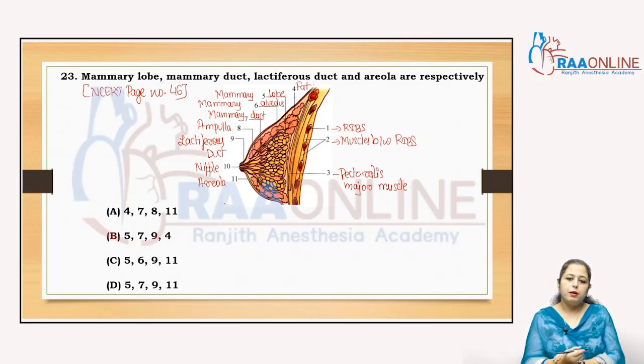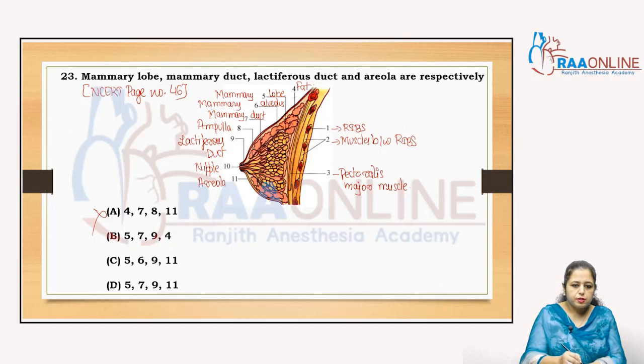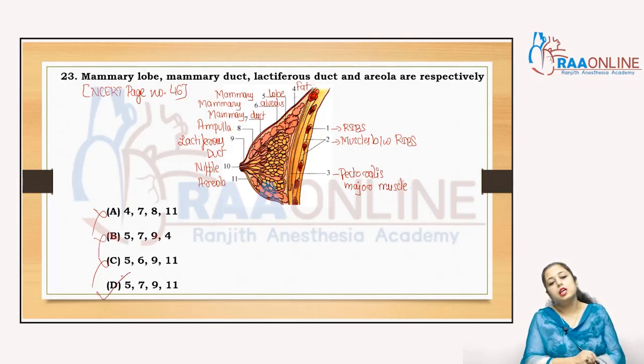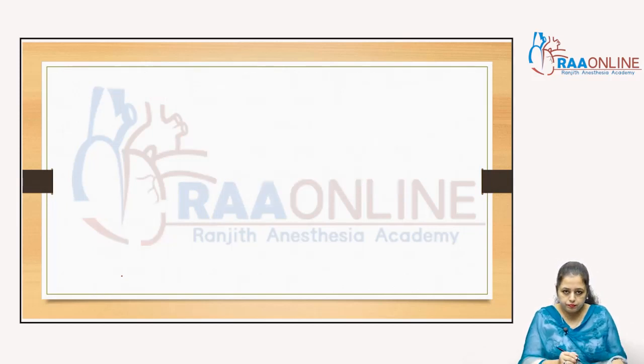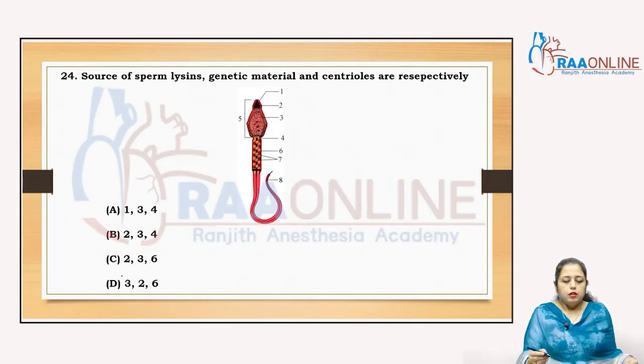Now mammary lobe is present in 5th, right? So 5th is present here, A option cancelled. Then mammary duct is 7, that is 5 7, and 5 7 is present in B and D, so C is cancelled, right? Then lactiferous duct, that is 9th, is present in both, and the areola, that is 11th, right? So the answer is D. Clear? Come to the next question.